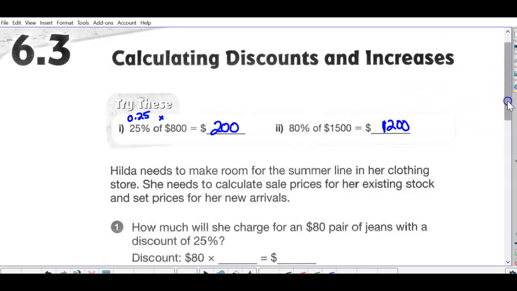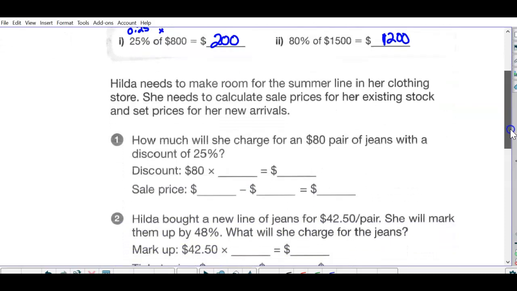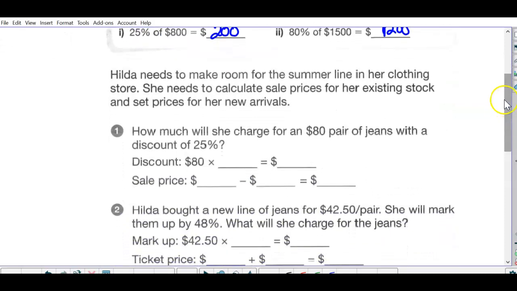Dollars in this case. All right, Hilda needs to make room for the summer line in her clothing store. She needs to calculate sale prices for her existing stock and set prices for her new arrivals. How much will she charge for an $80 pair of jeans with a discount of 25%?